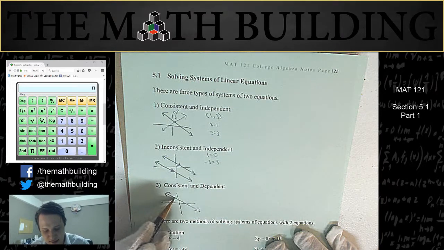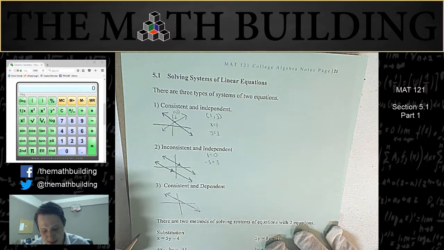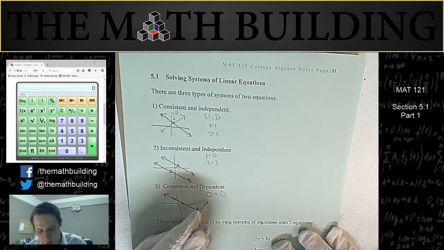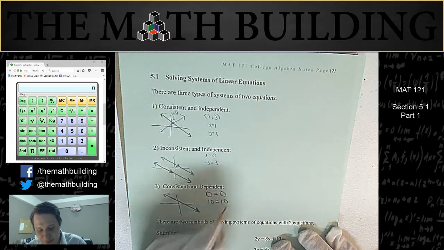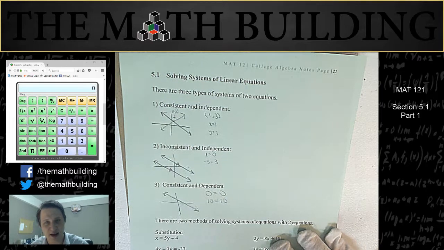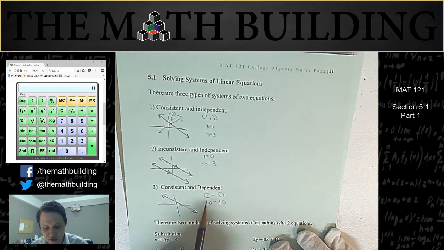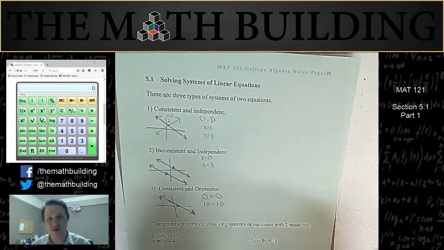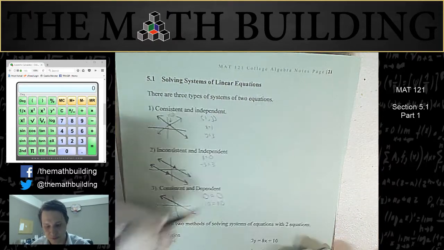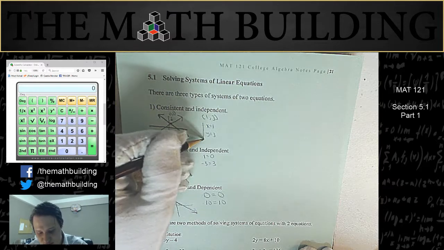So that's why I made this line a little bit bolder. When you're solving it, you get something like 0 equals 0, or 10 equals 10. Now you notice it's kind of similar to what we had with the inconsistent and independent, but this time the statement's always true. And so in other words, it doesn't matter what x and y are, the statement is always true. So on this one you have one solution.